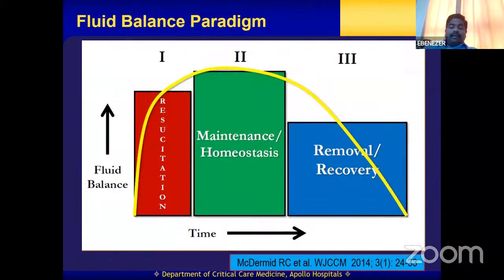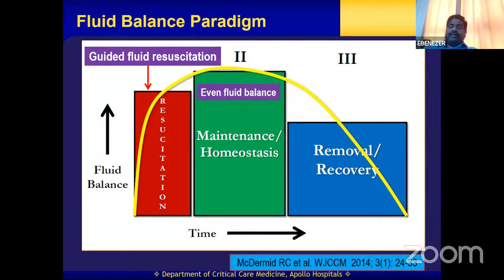This is a beautiful slide of the fluid balance paradigm, how it happens. So as I told you, the initial phase will be a resuscitative phase. And then once it comes to the maintenance phase, look at the urine output. If the urine output is adequate, just slightly above that, you try to keep giving your fluid. So try to maintain an even fluid balance. Initial aspect will be a guided fluid resuscitation. And after that, sometimes we have to remove the fluid also. See, suppose a patient is on a ventilator. He has come in with septic shock.